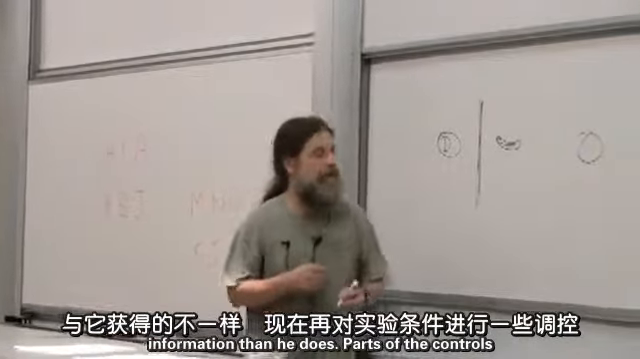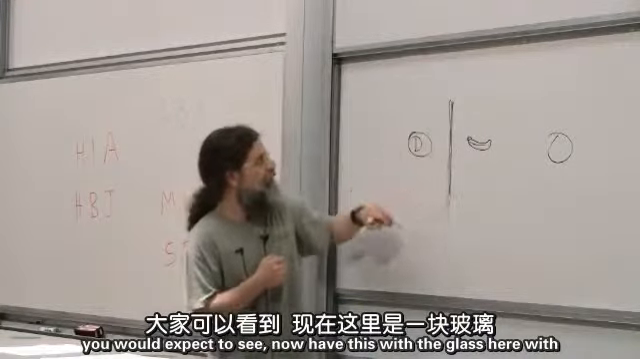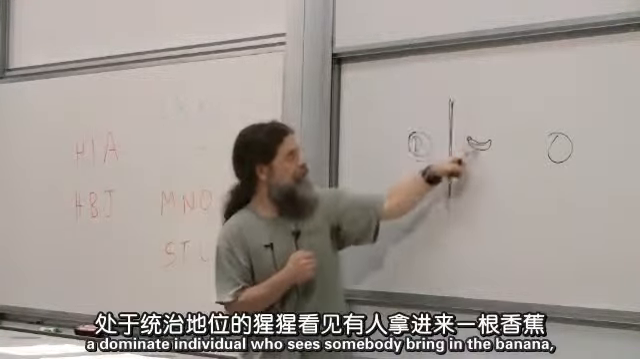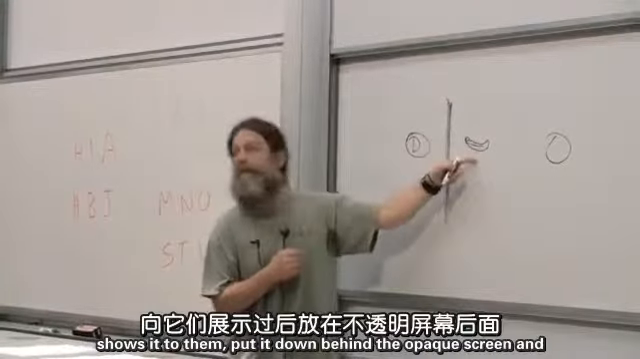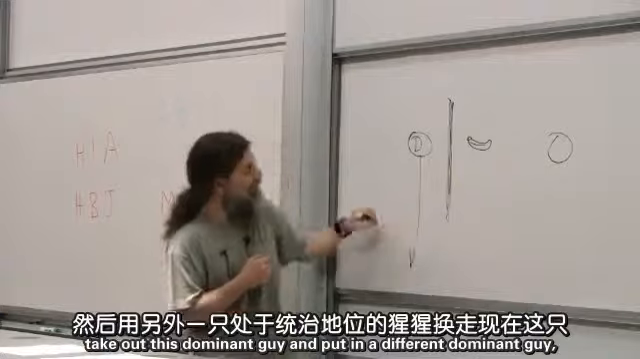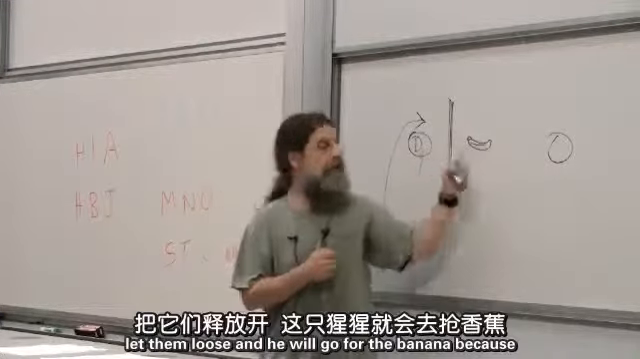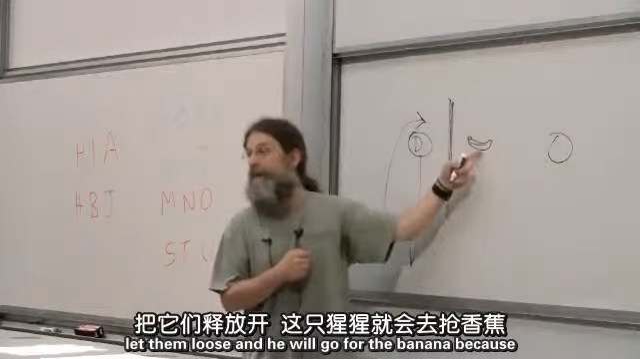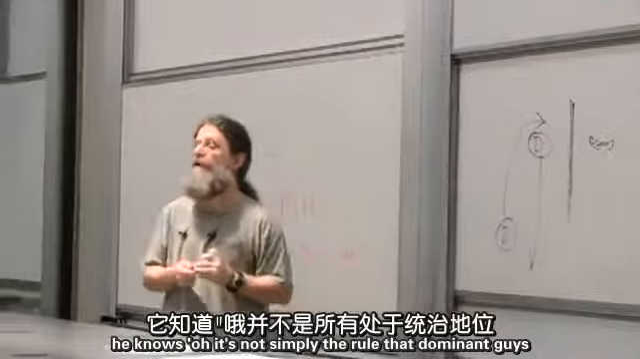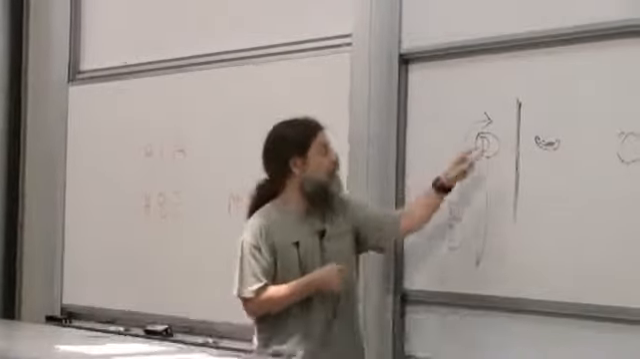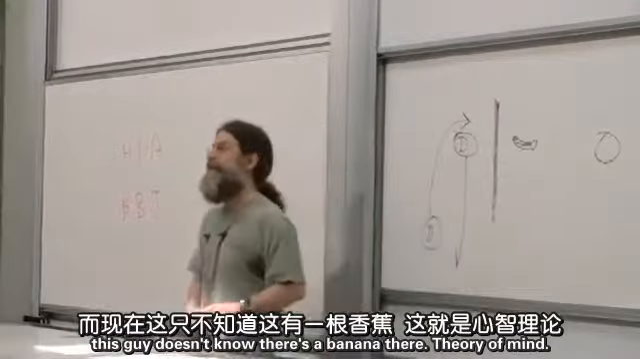Parts of the controls you would expect to see now have this with the glass here, where the dominant individual sees somebody bring in the banana, shows it to them, put it down behind the opaque screen, and take out this dominant guy and put in a different dominant guy, let them loose, and he will go for the banana. Because he knows, oh, it's not simply the rule that dominant guys who scare me know there's a banana there. They know he's the one who saw there's the banana. This guy doesn't know there's a banana there.